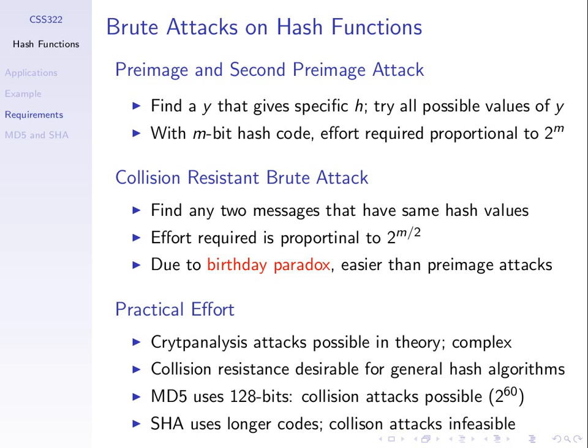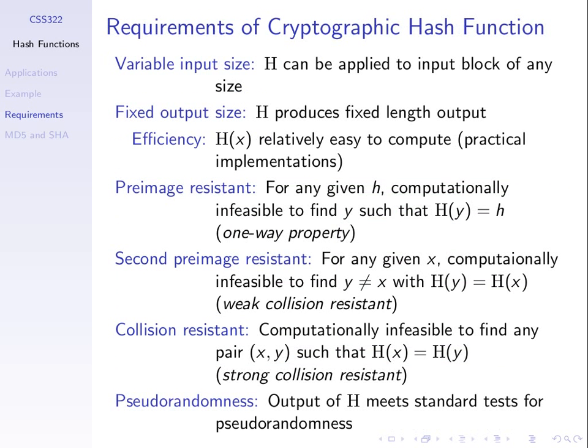It turns out that if you try messages randomly, the number of attempts that you need to find a collision, to find the right hash value, is proportional to the length of the hash value. If we have an m-bit hash code, for example, the length of lowercase h here is m bits, then approximately 2 to the power of m attempts are needed until you find a collision or you find the hash value.